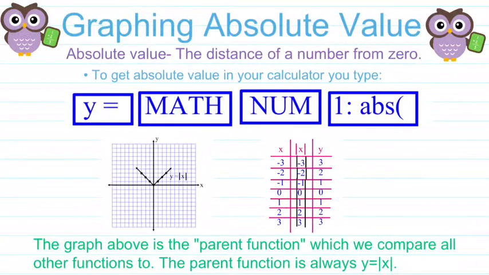Absolute value is the distance of a number from zero. As you can see in the graphs on the screen, those are called the parent functions, which we compare all other functions to in this unit. The function always is y equals the absolute value of x.